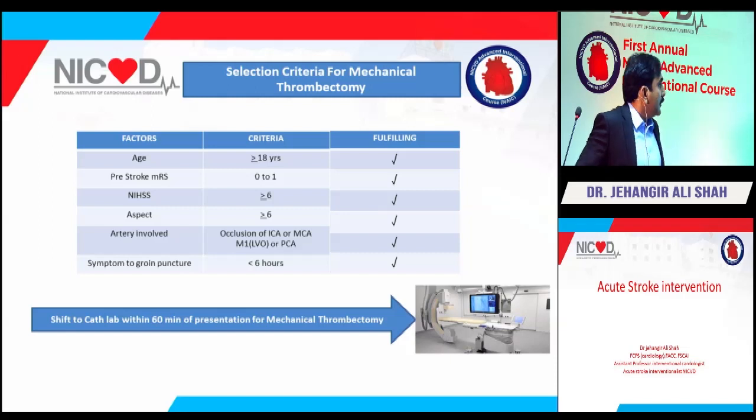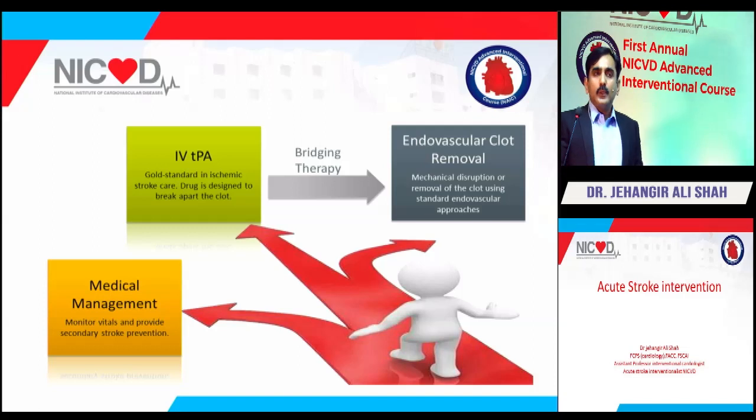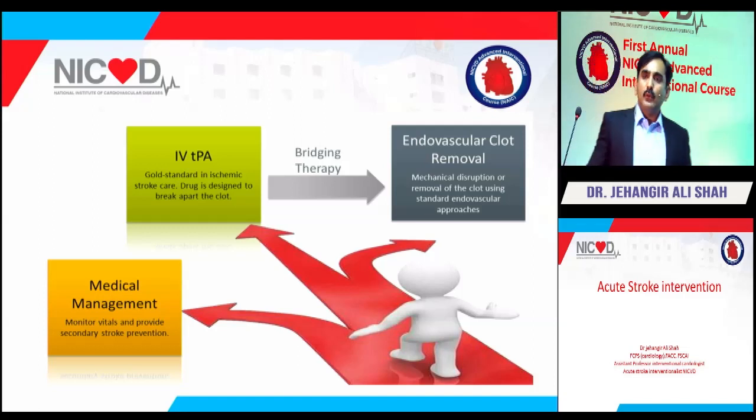You can see age, pre-stroke mRS score, NIHSS score, ASPECT score, early involvement of the large vessel, and the time to groin puncture being less than 6 hours. So now come to the management. What are the options you have available for stroke intervention?